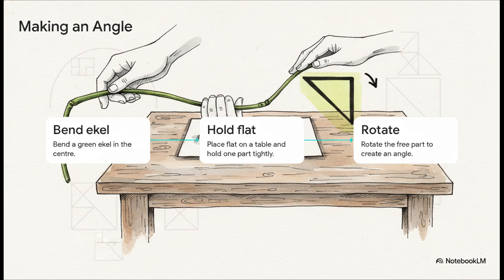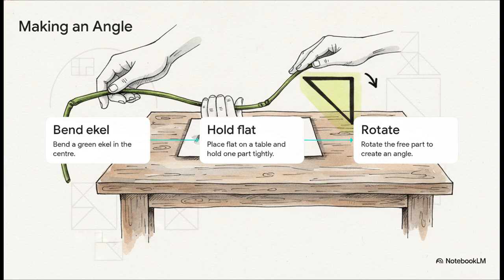If you grab a simple, fresh, green twig, a flexible, pliable twig, and you bend it right in the center without snapping it, you can lay it completely flat on a table. Pin one half down firmly with your hand, and then slowly rotate the free half across the table. When you do that, you are physically creating an angle right in your own hands.